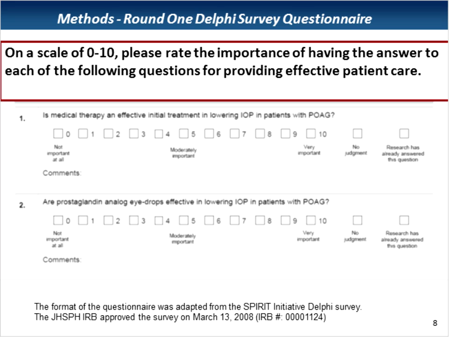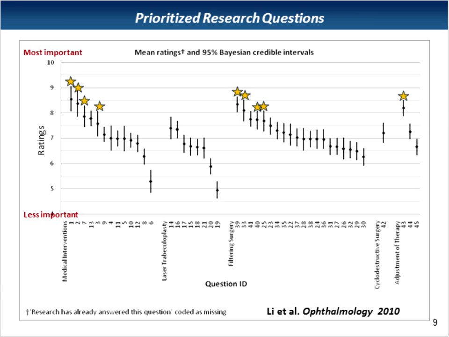So we got those 45 questions, and we went to the clinicians. We asked them to rank on a scale of 0 to 10 whether they think it's important to have the answer to each of the following clinical questions for providing effective patient care. As you can see, we have the scale from 0 to 10, with 10 being most important, and they could also write down comments, or if they don't have any judgment, they could check that box as well. So this is how we did it.